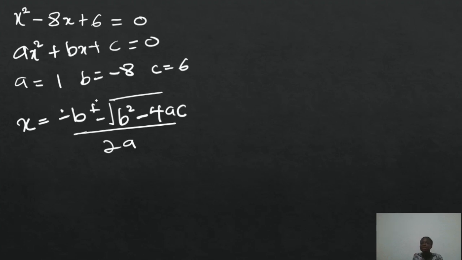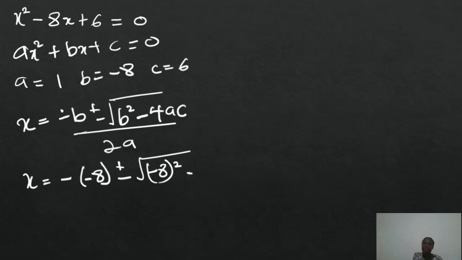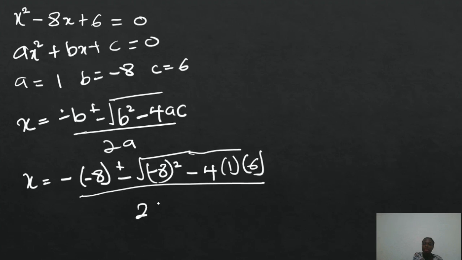But since there is plus and minus, it means we are going to get two different values for x. The one that will take plus and the one that will take the minus. So you are going to get x to be equal to negative, b is negative 8, so negative 8, plus or minus the square root of negative 8 all squared minus 4. Now our value of a is what? 1. And our value of c is 6. All this over 2a. Our a is 1.